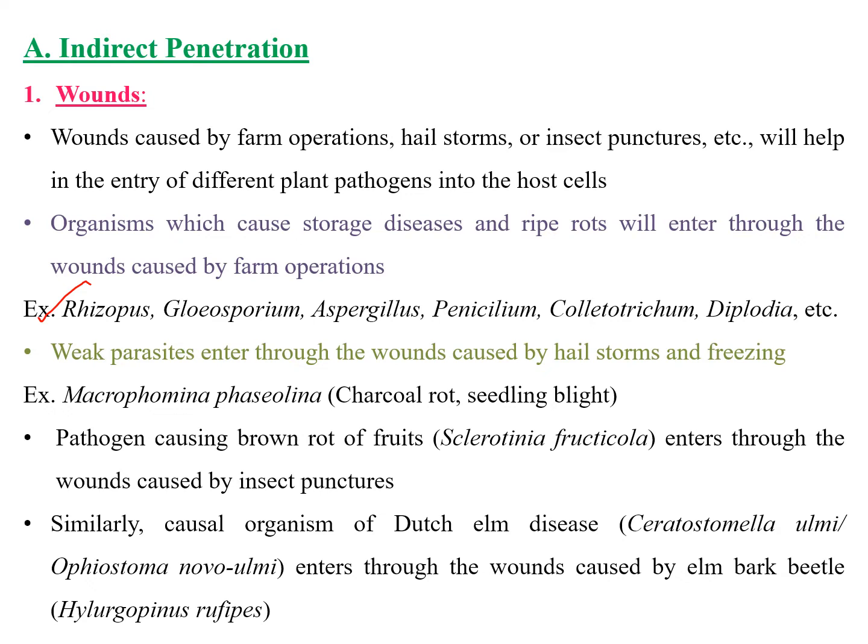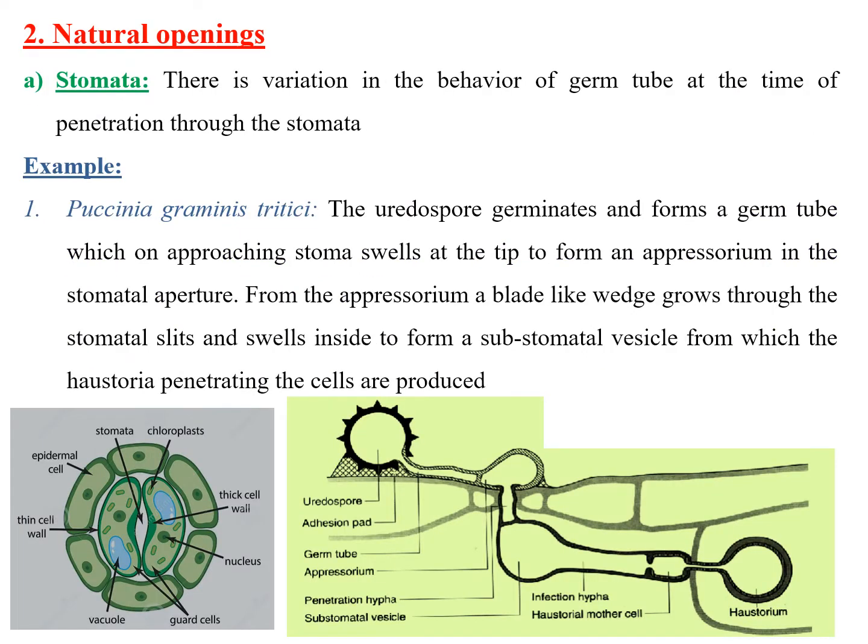And another one is the Dutch elm disease. This Dutch elm disease is caused by Ceratocystis ulmi or Ophiostoma novo-ulmi. This Dutch elm disease enters through the wounds caused by the elm bark beetles, that is Hylurgopinus rufipes. And coming to the second one, wounds we already covered, and now natural openings like stomata and hydathodes.